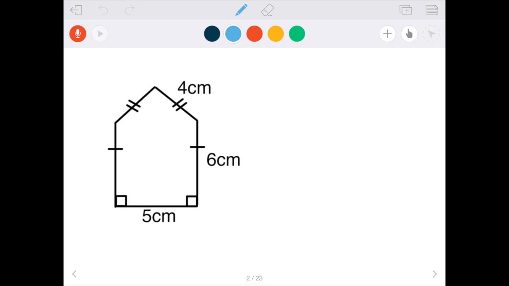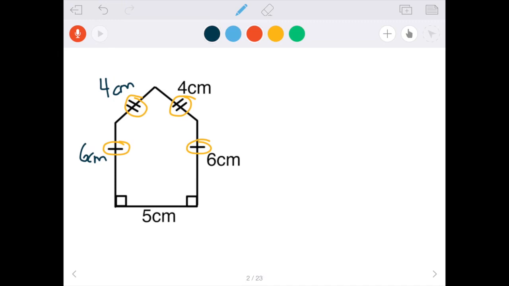You may remember that when you see these marks, they tell you that the segments are the same length. So since both of these segments have the double mark and one of them is 4 centimeters, that means the other one is also 4 centimeters. For this mark, these would both be 6 centimeters. And for the bottom, we already know that it's 5. So basically all we need to do is add up all the sides.